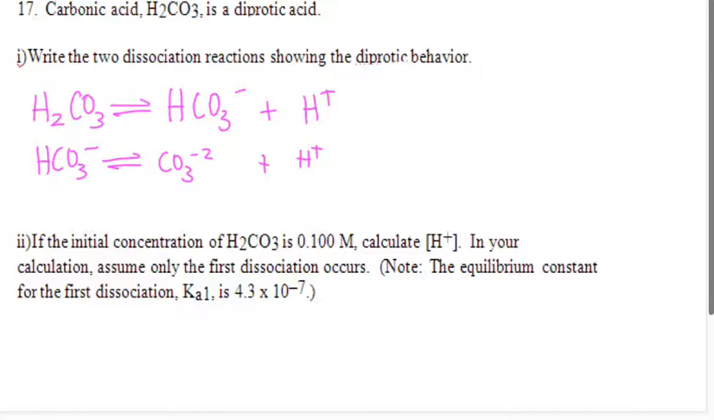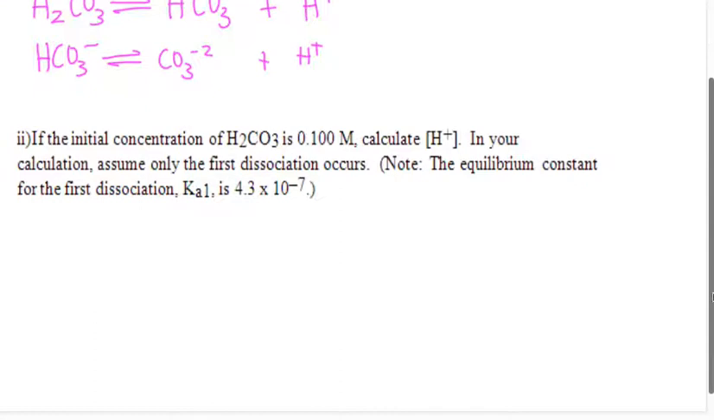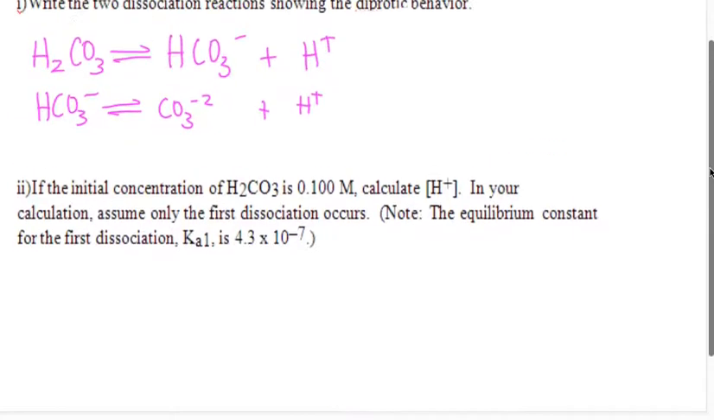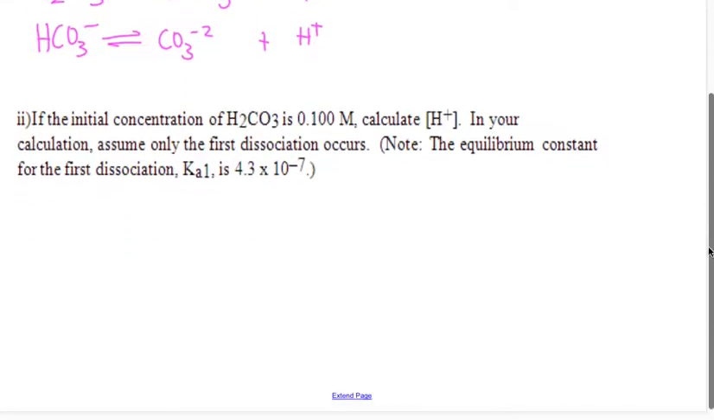If the initial concentration of the carbonic acid, H2CO3, is 0.1, calculate the H plus. In your calculations, assume only the first dissociation occurs. Note the equilibrium constant for the first dissociation, Ka1, is 4.3 times 10 to the negative 7th. All right, so what we're going to do is do a RICE table for just the first step. We can do this pretty quick because, again, this is me trying to make a point, not something you're ever really going to have to do.